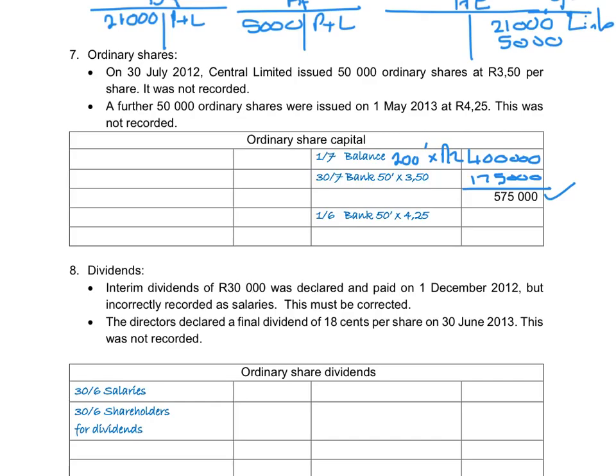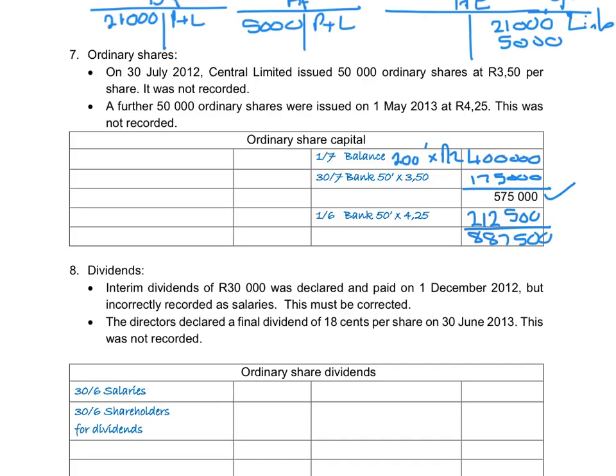Then a further 50,000 ordinary shares were issued on the 1st of May, that's just before the end of the year, at R4.25. So we have to work out how much money the business received. If we multiply the 50,000 with the 4.25, it gives me 212,500. And if I add it to the balance given, it will give me 887,500.